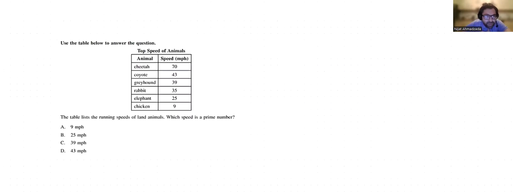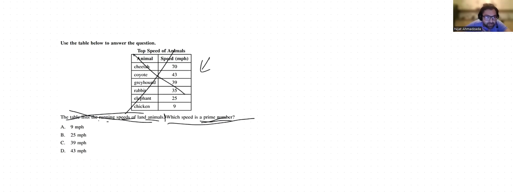We got a table to answer the question. We are not reading the table at all, because our time is important, it is valuable. We are just reading the question first, and then we'll see if we need to look at the table. Which speed is a prime number? So we are just looking for a prime number. I don't care what's going on here, because my time is valuable. So I'm just looking for a prime number. 9.